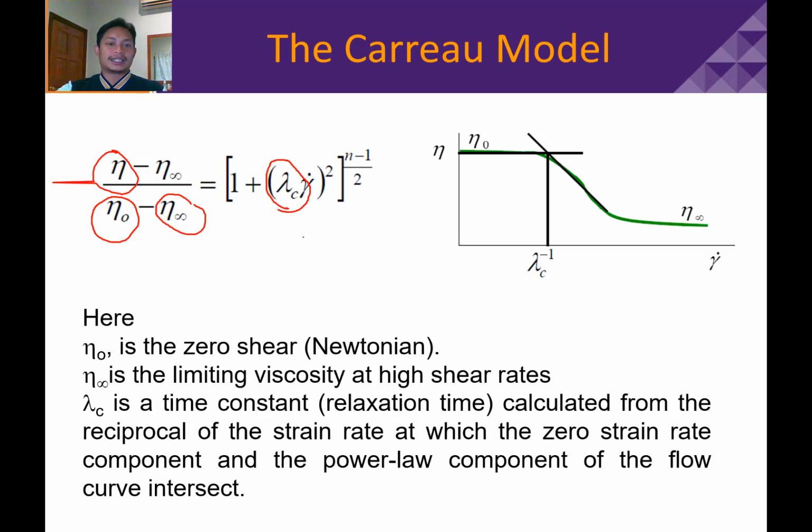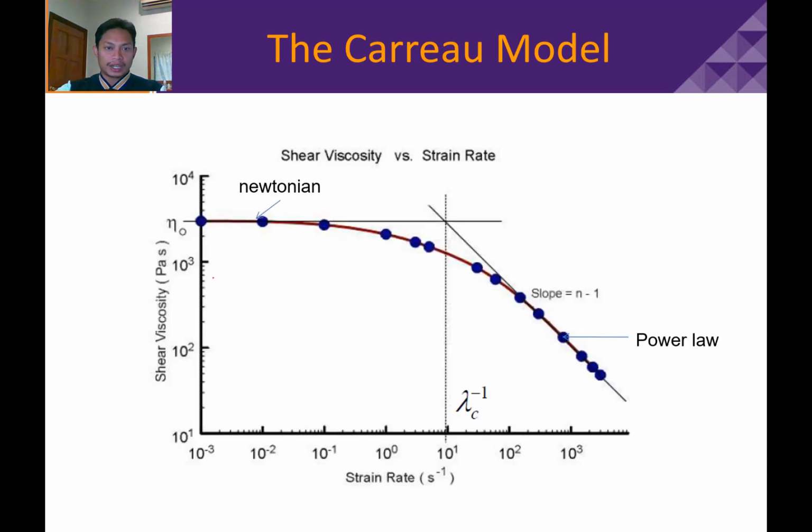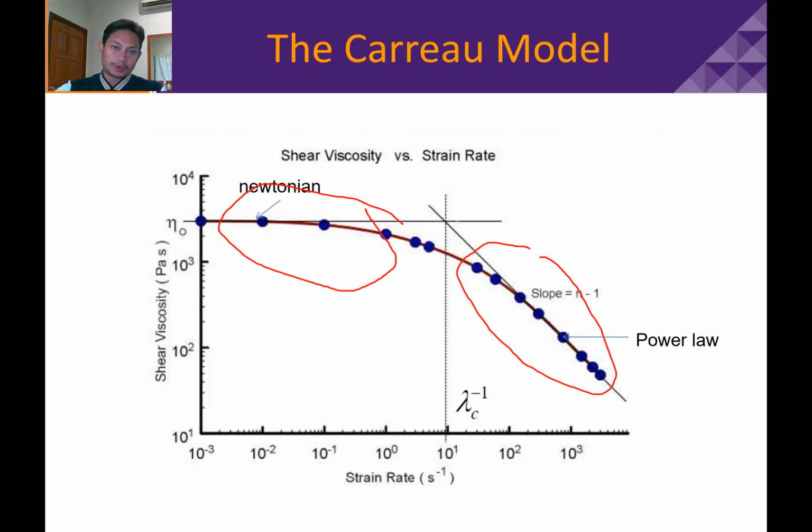Lambda c is a time constant. It is calculated from the reciprocal of the strain rate at which the zero shear component and the power law component of the flow curve intersect. This is the pseudoplastic behavior, and this is the upper Newtonian. They cross over at this intersect point, and this is lambda c.